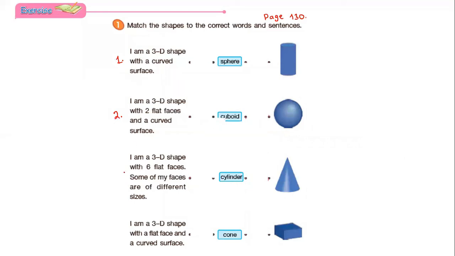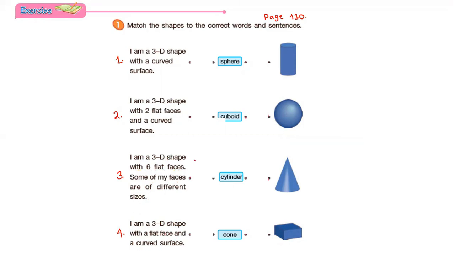Okay. Number 3. I am a 3D shape with 6 flat faces. Some of my faces are of different sizes. And number 4. I am a 3D shape with a flat face and a curved surface.